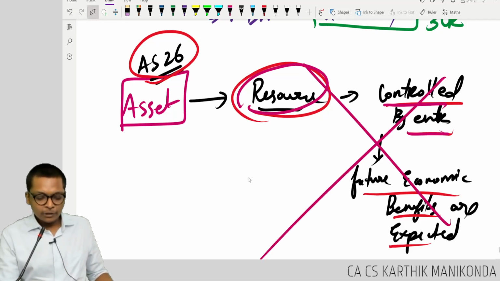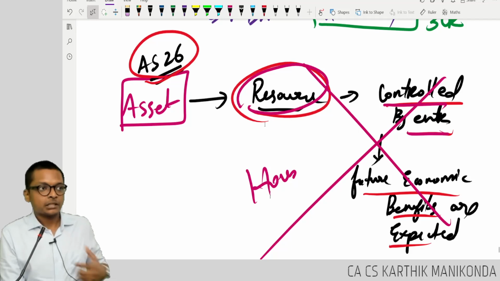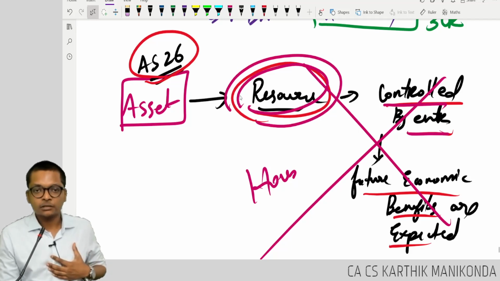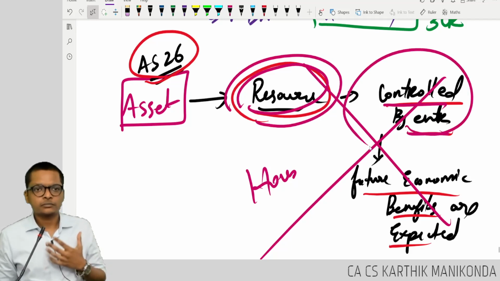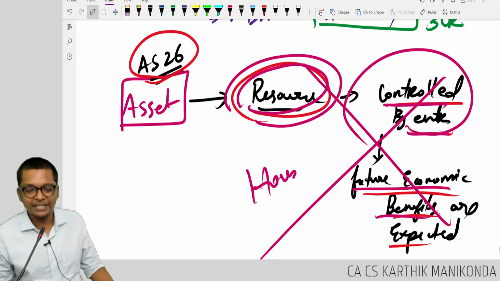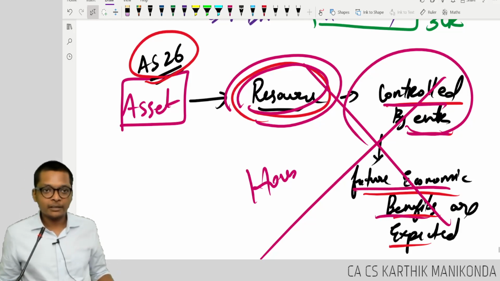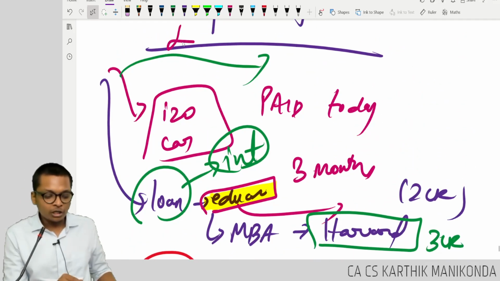Let's say you are building a house. House is a resource which is controlled by the enterprise, from which I get what, guys? Future economic benefits. So education I will not consider.